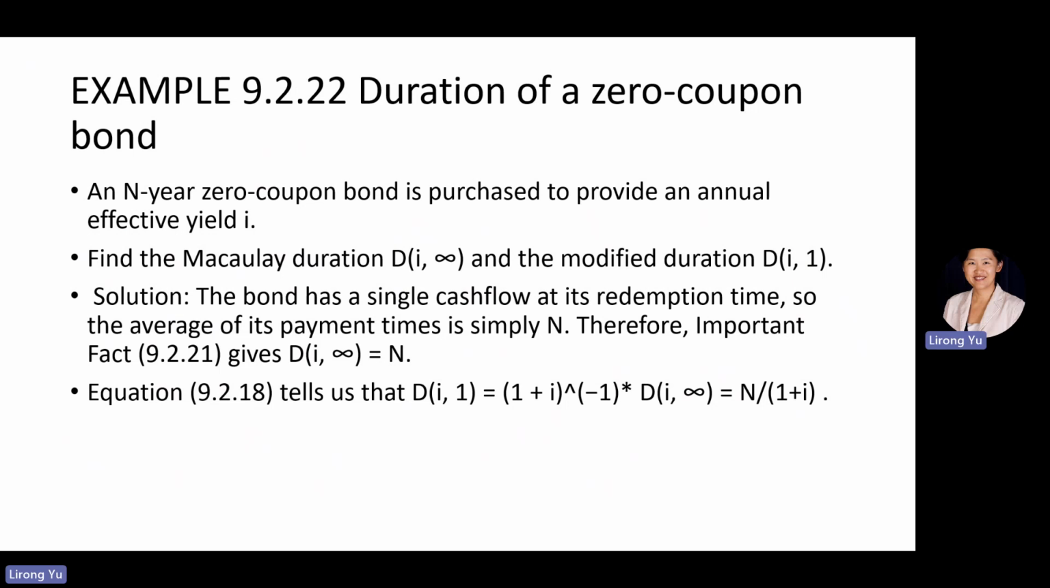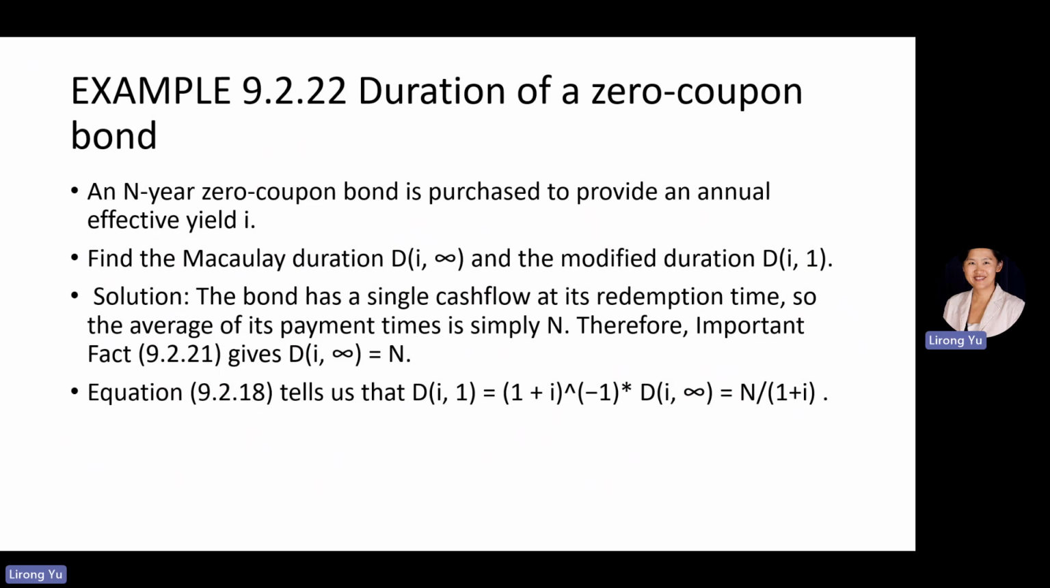Okay, this is an example about the duration of a zero coupon bond. You can see that for a zero coupon bond, its duration is equal to the maturity. An N-year zero coupon bond is purchased to provide an annual effective yield i. So we're going to find the Macaulay duration D_i infinity and the modified duration D_i1.